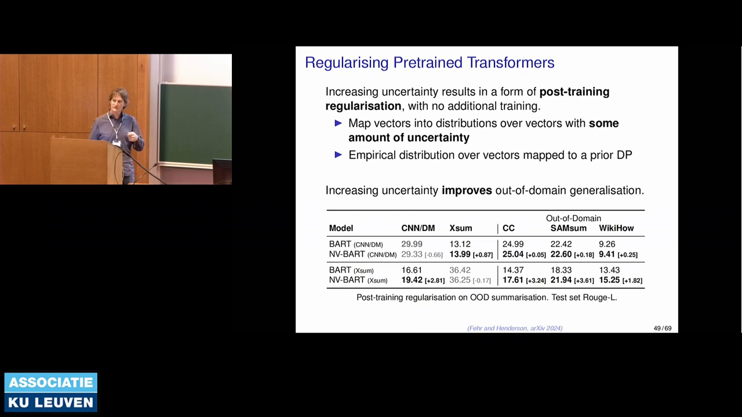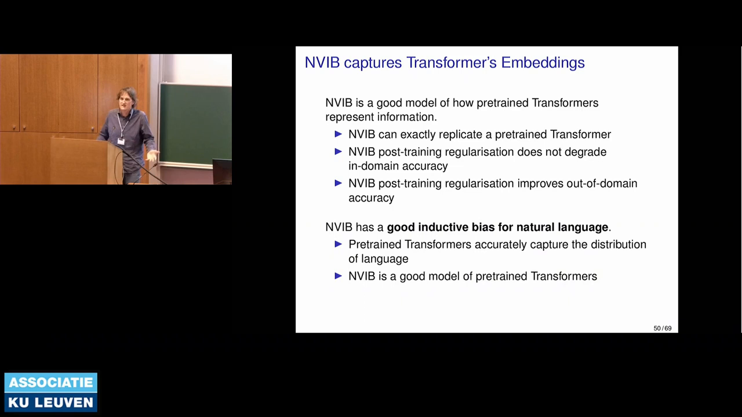So we're getting improved out-of-distribution, OOD, generalization by adding this regularizer post-training. No training at all. We just change some hyperparameters and we get better generalization. This seems to indicate that NVIB, the way it characterizes information content, is really the way pre-trained transformers are encoding information. We can get exact equivalence. We can get post-training regularization that doesn't degrade in-domain performance, but actually gives improvements out of domain. If this is capturing the way transformers are representing information, and transformers have a very good inductive bias for natural language, that seems to suggest that NVIB has a good inductive bias for natural language.